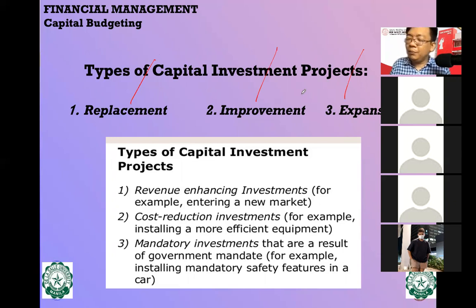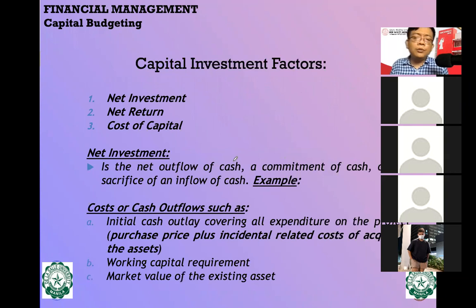So hindi lang pala tayo more on replacement of the equipment, we improve it, we expand it, but also we have a cost savings, di ba? Revenue enhancing investment, cost reduction, and mandatory investment. All right. So, in terms of capital investment decisions, we discussed this one last time, especially in terms of cash payback period, NPV, what else? We discussed about profitability index. We discussed about IRR. Ano yung pinakahuli? Accounting rate of return or average rate of return.